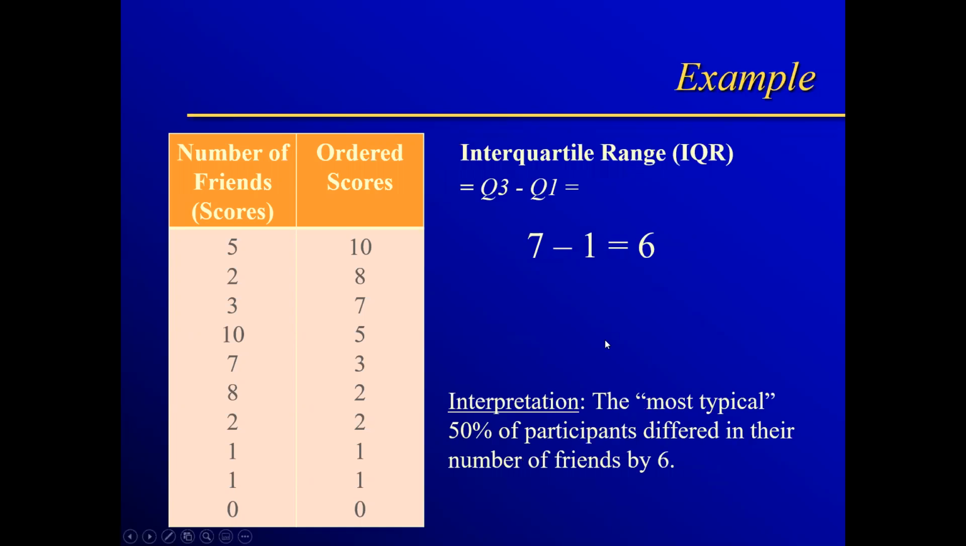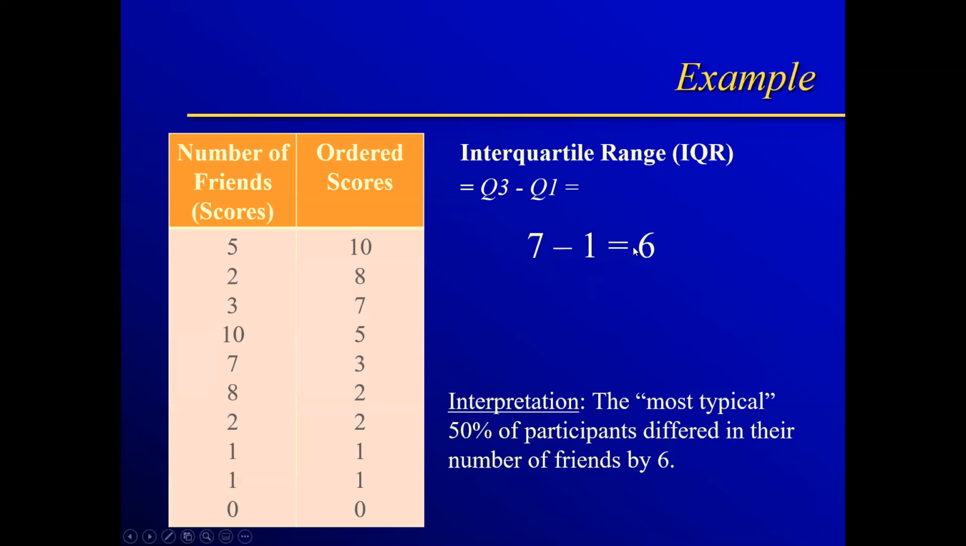Now let's find the interquartile range. So if you remember, we take Q3, or that 75th percentile, minus Q1, that 25th percentile. 7 minus 1 is 6. So the most typical 50% of our participants, right, that middle 50%, differed in their number of friends by 6.